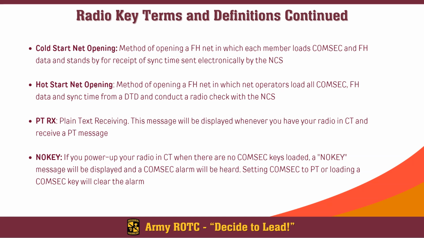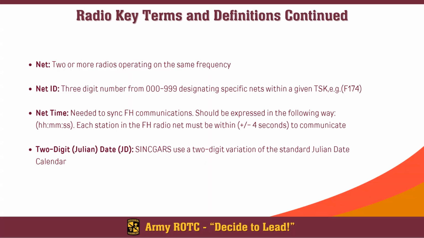This is something you need to talk to a comms officer, signal officer, or communications pro within your program. And honestly, understanding this stuff is going to take getting your hands on the SINCGAR and not me just walking you through it verbally on a slide deck. So we're going to move right past the rest of this part. Other than their net, that's when two or more radios are operating on the same frequency. Your net ID is a 3-digit number from 0 to 999 that designates specific nets within a given TSK. So let's say Foxtrot 174.